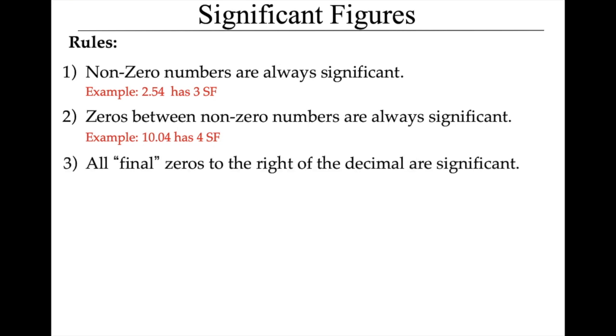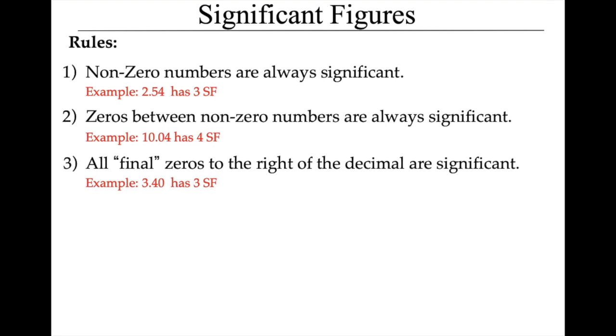Rule 3, all final zeros to the right of the decimal are significant. The only reason you would have a decimal number that ends in 0 is if you've actually measured out to that place value. For example, I could say 3.4 and mathematically it has the same value as saying 3.40. The only purpose for putting the 0 on the end of that measurement is if I've actually measured out to the hundredths place. That means I have 3 significant figures.